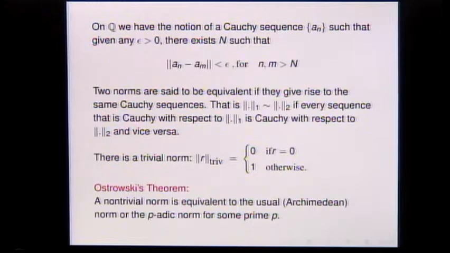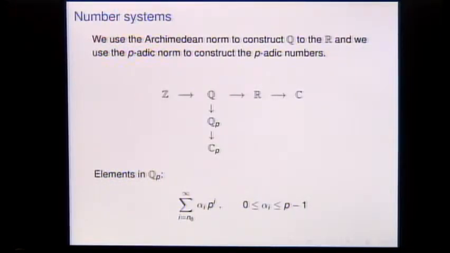But even though this sounds overwhelming, it is not, because Ostrowski came up with a very nice theorem that says that every non-trivial norm is equivalent to either the usual Archimedean norm or the p-adic norm for some prime p. So we have the usual norm or the p-adic norm that I defined before. Now we can build number systems using all the possible norms. We use the Archimedean norm to construct the real numbers from the rational numbers, in a well-known way.